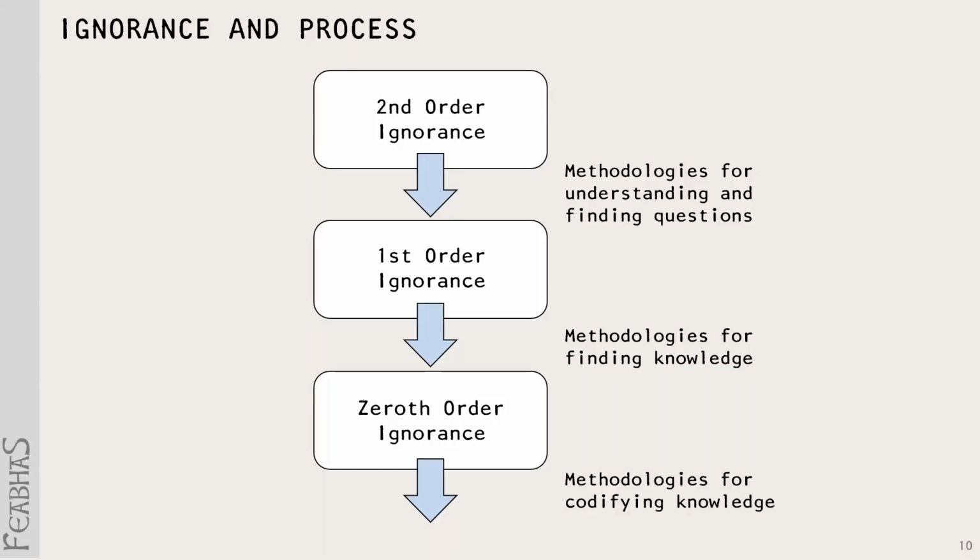We need methodologies for finding knowledge, that is moving from first order ignorance to zero order ignorance. And we also need methodologies for understanding and finding questions. And that's the more challenging set of methodologies. As we go up that graph, the skills get much more esoteric, much more abstract, but again, much more powerful. People that have strong methodologies for reducing second order ignorance are far more powerful as engineers.